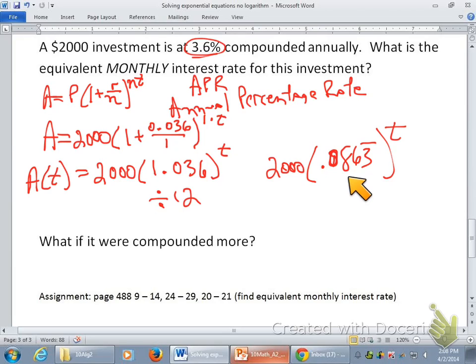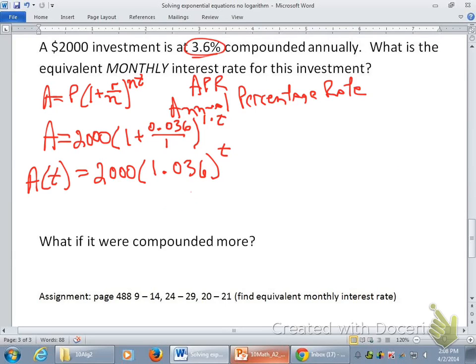Now, look at this function and look at this function. Does this represent growth or decay? Decay. So if I divide this function, it changes from growth to decay. There's no possible way this will work. So that's one reason dividing by 12 doesn't work for me. Even though our intuition is to divide by 12, it's not going to work. So I have to attack this a different way.